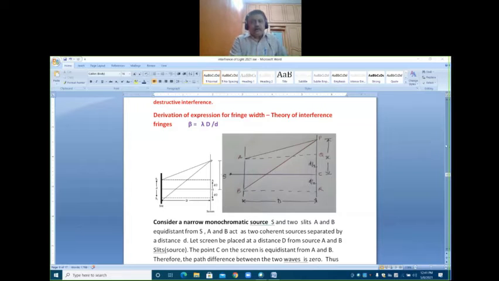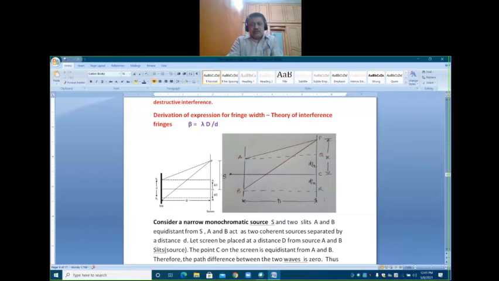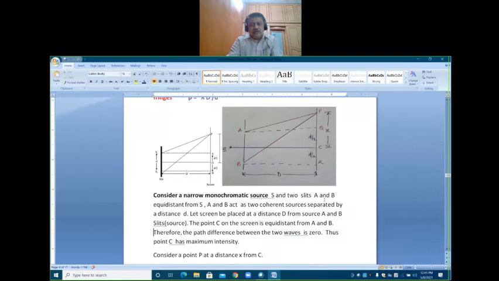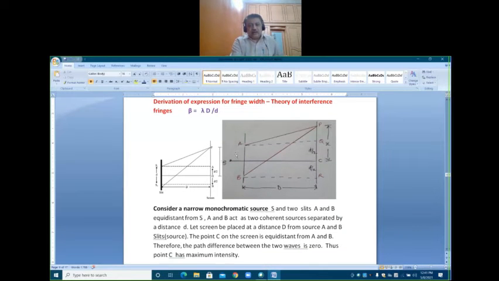Theory of interference fringes, that is, derive the expression for fringe width. So the same diagram of Young's double slit we will be using. You can see that we have a source S. So concentrate on this diagram.